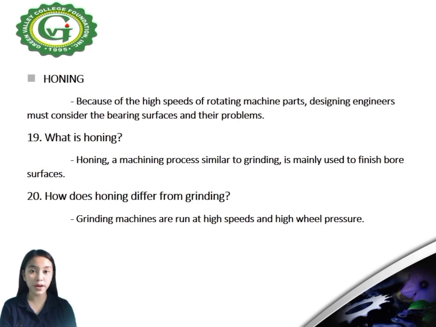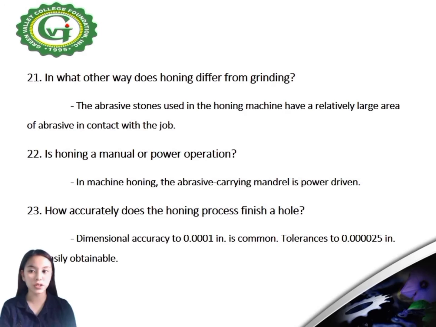How does honing differ from grinding? Grinding machines are run at high speeds and high wheel pressure. In what other way does honing differ from grinding? The abrasive stones used in the honing machine have a relatively large area of abrasive in contact with the job. Is honing a manual or power operation? In machine honing, the abrasive carrying mandrel is power-driven.